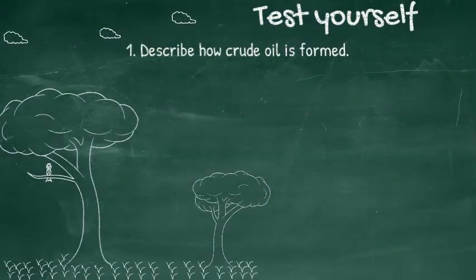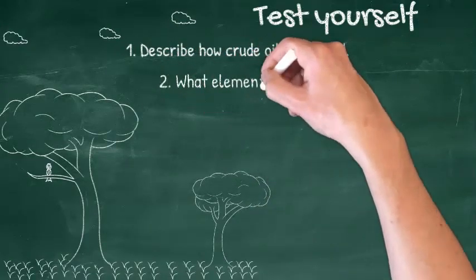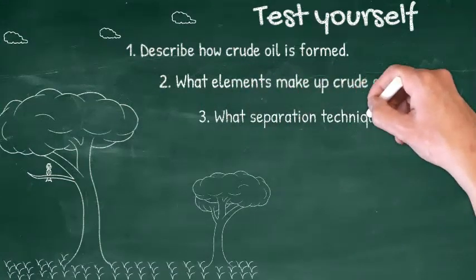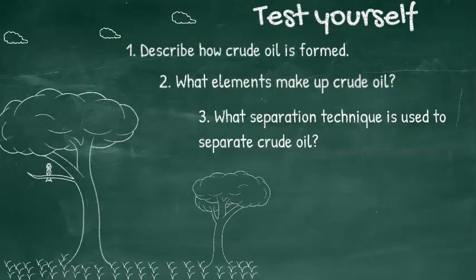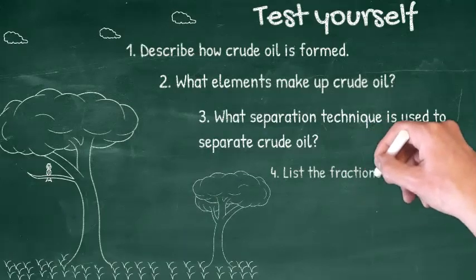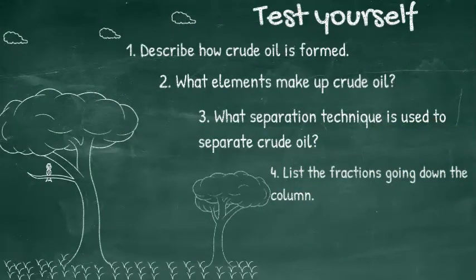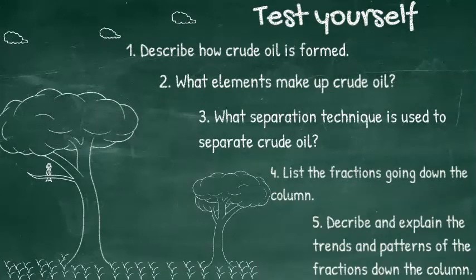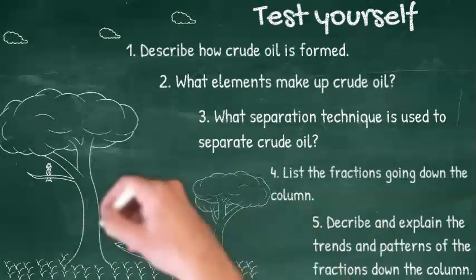So the first question, describe how crude oil is formed. Question 2, what elements make up crude oil? Question 3, what separation technique is used to separate crude oil? Number 4, list the fractions as you go down the fractional distillation column. Number 5, describe and explain the trends and patterns of the fractions as you go down the column.